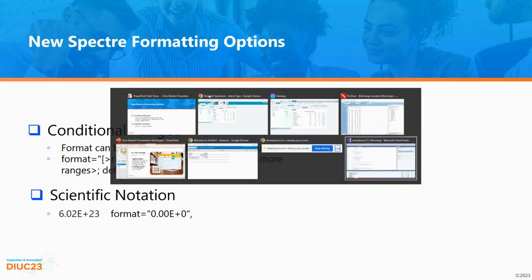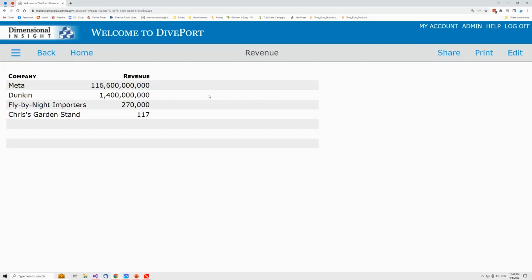I'm going to another DivePort, where I just have a simple table with revenue of 4 very different companies, 2 huge multinationals and 2 not so much. As you can see, the range of revenue between these 4 companies is quite large.